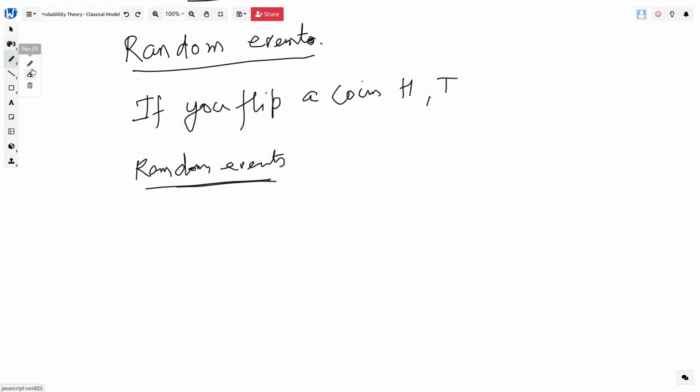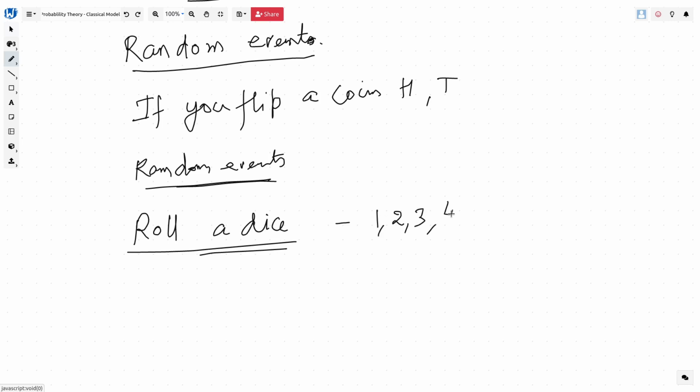Similarly, if you roll a dice, you actually don't know whether 1 will appear on the front face, or 2, 3, 4, 5 or 6 will appear, right? So these are random events. This event of rolling a dice and getting some number is an event, and it is random in nature. So the idea of probability is to estimate the randomness of those events.